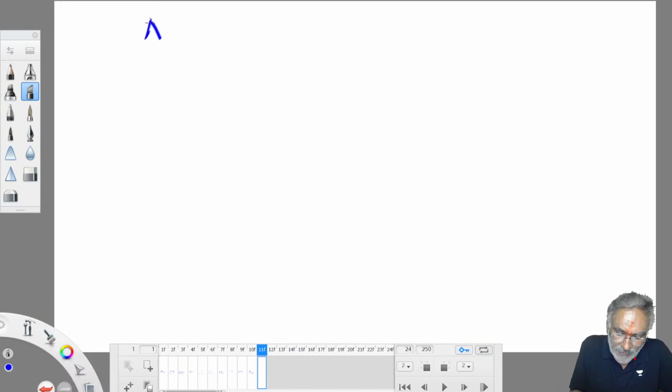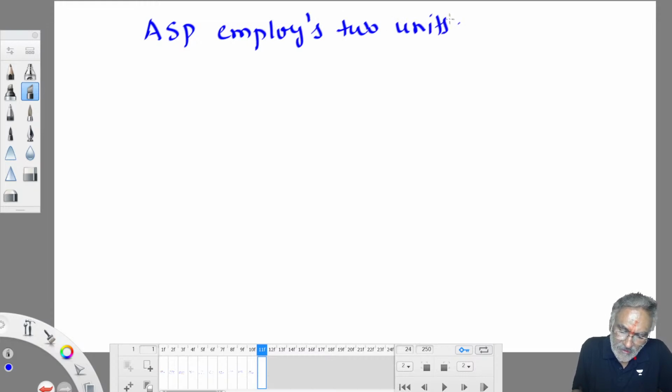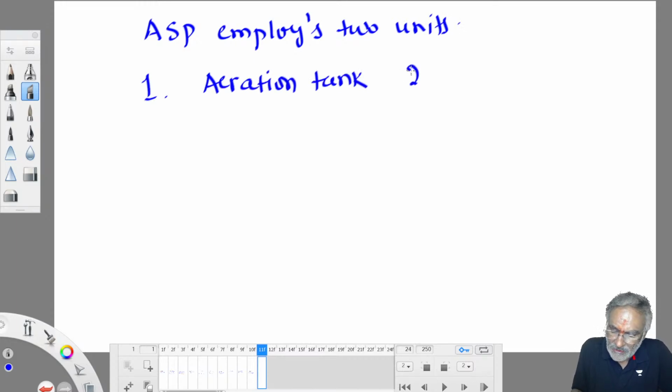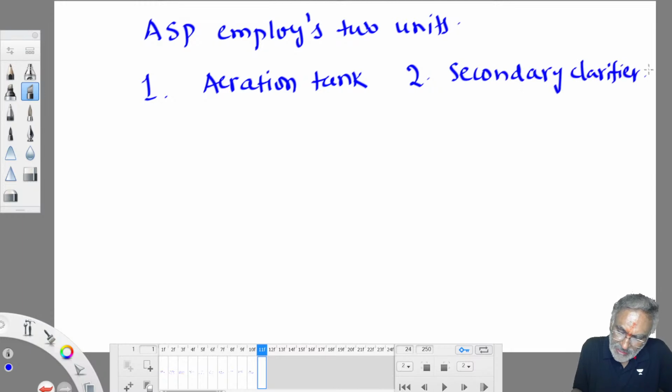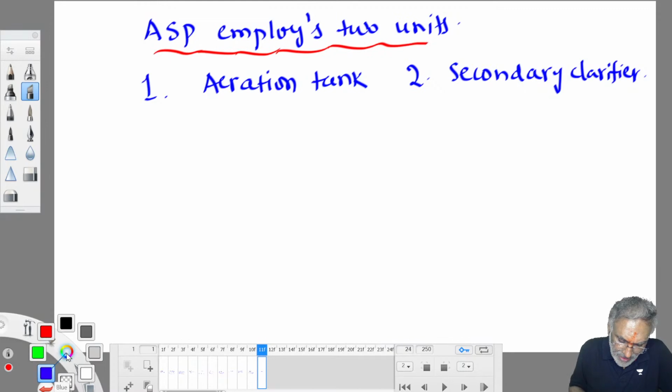So the activated sludge process employs two units. One is the aeration tank, the other one is the secondary clarifier or secondary sedimentation tank. This is important.